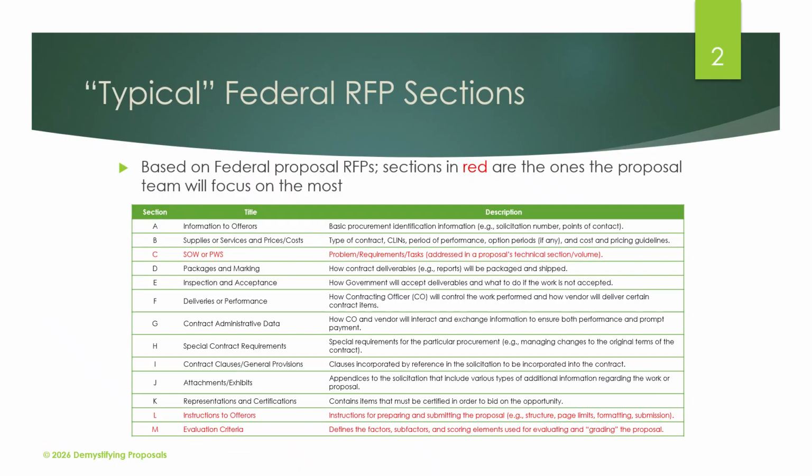Here we show a table of the typical federal RFP sections. The sections in red are the ones that the proposal team will focus on the most. Section C, or the statement of work or the performance work statement. Section L, which is the instructions to offerers, sometimes also called proposal instructions. And Section M, the evaluation criteria, or how the proposal will be evaluated by the government.